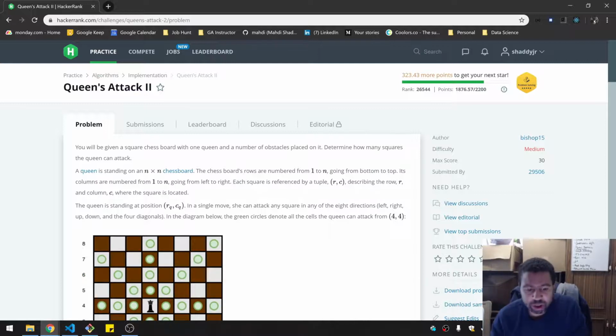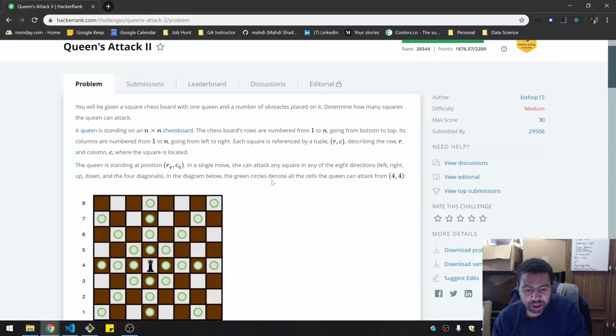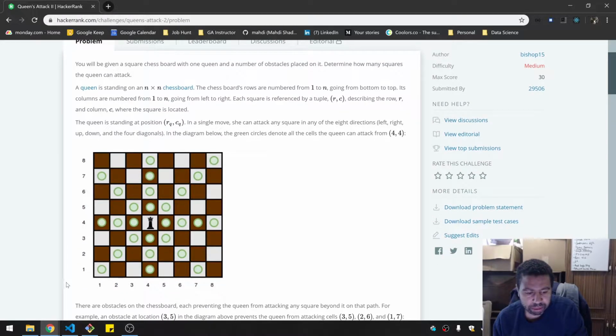You will be given a square chessboard with one queen and a number of obstacles placed on it. Determine how many squares the queen can attack. A queen is standing on an n by n chessboard. The chessboard's rows are numbered 1 to n from bottom to top, like this. Its columns are numbered 1 to n going from left to right. Each square is referenced as a tuple, RC, referring to the row and column respectively. The queen is at a starting position of R_Q, C_Q.